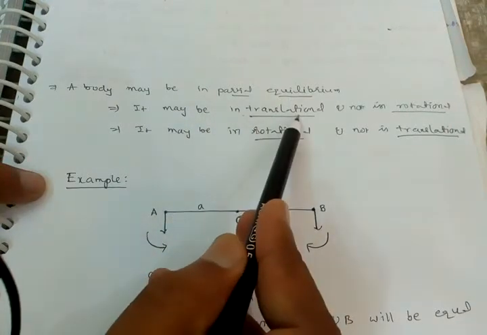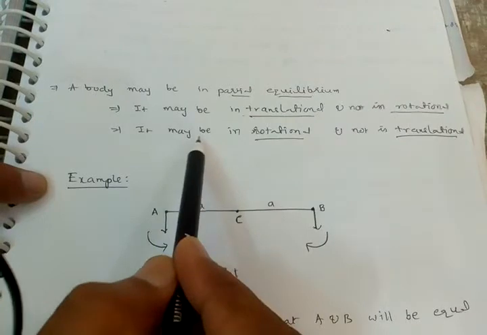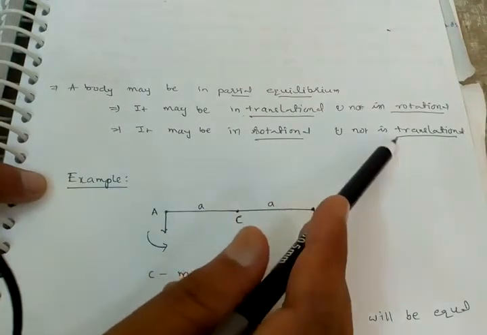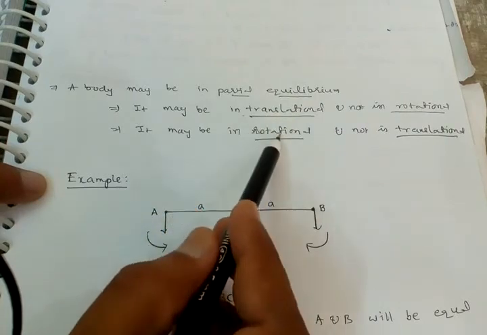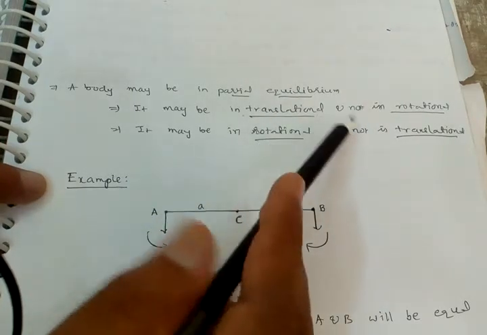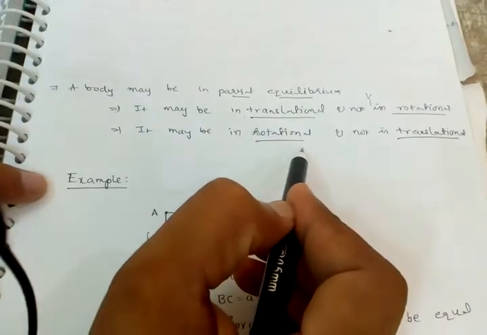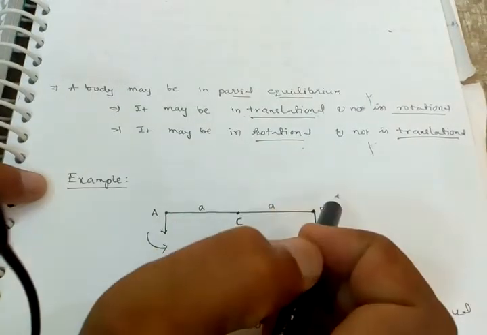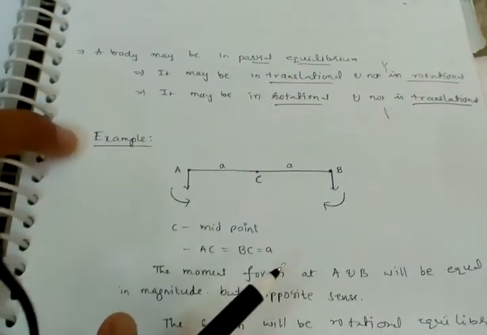It may be in translational and not in rotational equilibrium. It may be in rotational, not in translational. So one has to satisfy: if it is in translation, it's not in rotational; if it is in rotational, not in translation. So this is partial equilibrium. Now I am taking one example here.